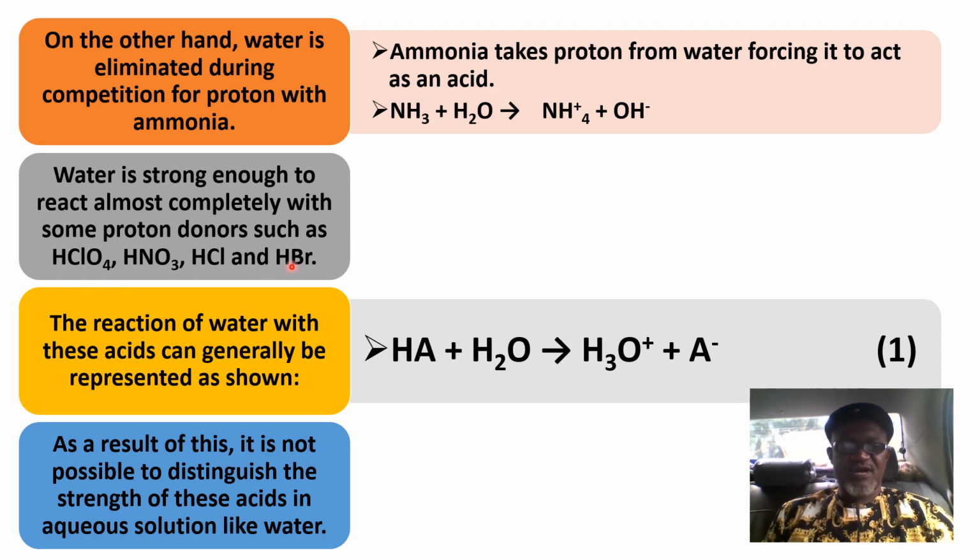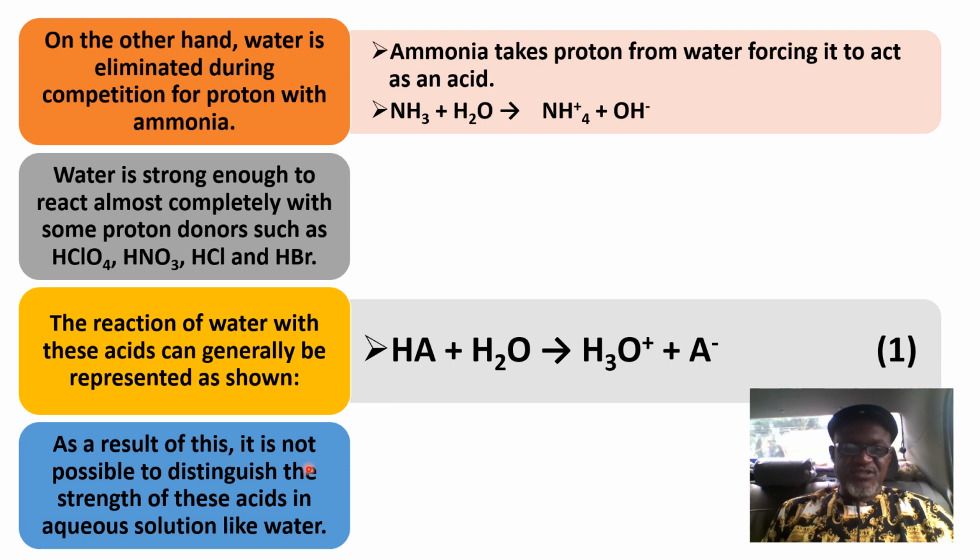And of course, because we have HA, this will all be 1 minus. This will be ClO4 minus, NO3 minus, Cl minus, Br minus. So that is this A minus here. A minus represents all these Br, Cl, NO3, and ClO4. So generally, this is a reaction. HA plus water will form this.